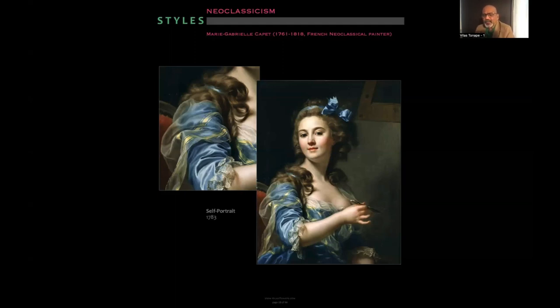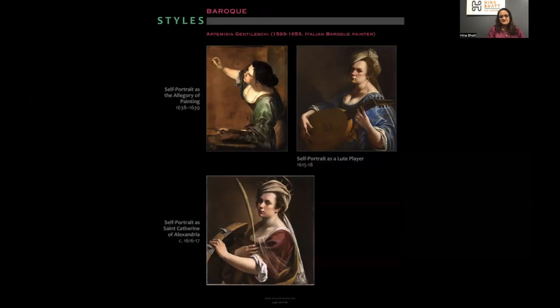Unfortunately, there's not much known about her earlier life. She attended public school for drawing that was close to her town. This particular painting just takes your breath away, doesn't it? Absolutely. Then we get to Artemisia Gentileschi.